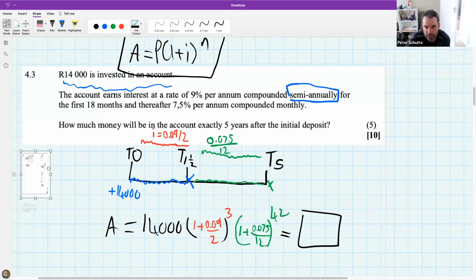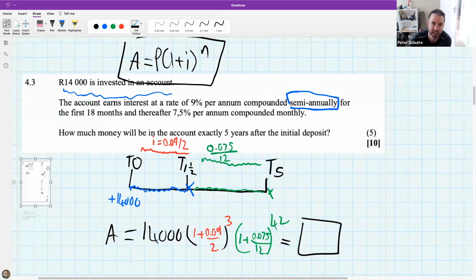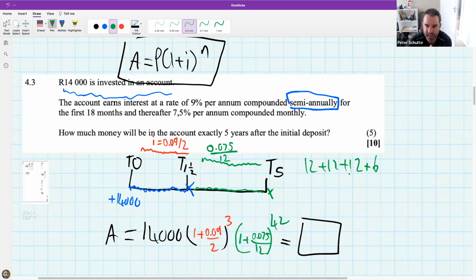How I got to 42? If you look at the second bit, there's 3.5 years to go from 1.5 to 5 years. But remember, in this period here, I'm dividing by 12, or I've chopped my interest rate up into a monthly interest rate. So I want to know how many months there are in 3.5 years. In 3.5 years, there's 12 for each year, but there's also a half year, and there's 6 months in a half year. So that's how I get the 42.